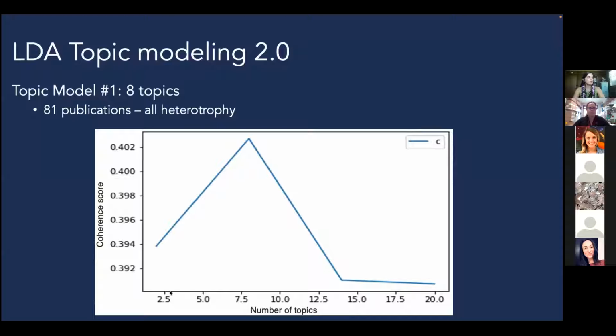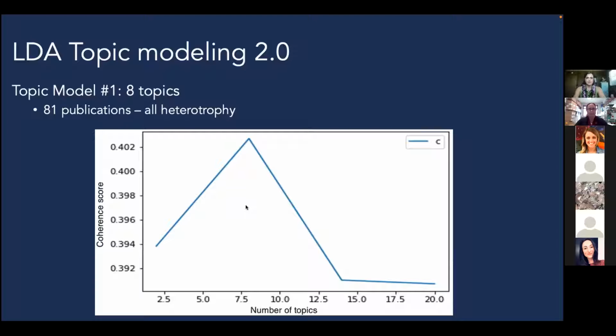So here we have number of topics on the X, coherence score on the Y, and you're looking for the highest coherence score before it peaks for the optimal number of topics to sort the data set into. This was 8, so 8 topics to sort that first topic model into.